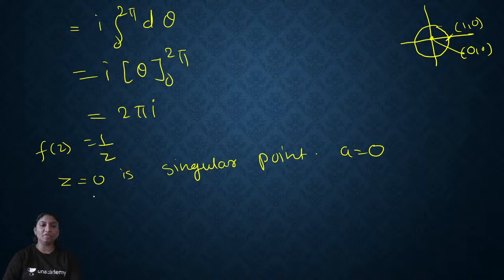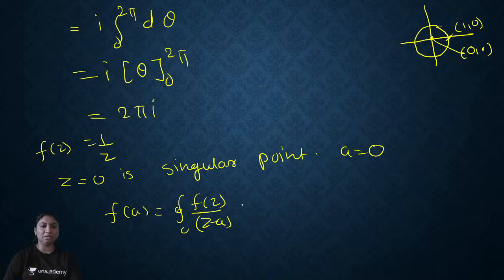By Cauchy's integral formula, you will get the integral over C of f of z upon z minus a dz is equal to 2 pi i into f of a, right? So here a is equal to 0. Here f of z is equal to 1, so f of a, that is f of 0, will be 1.